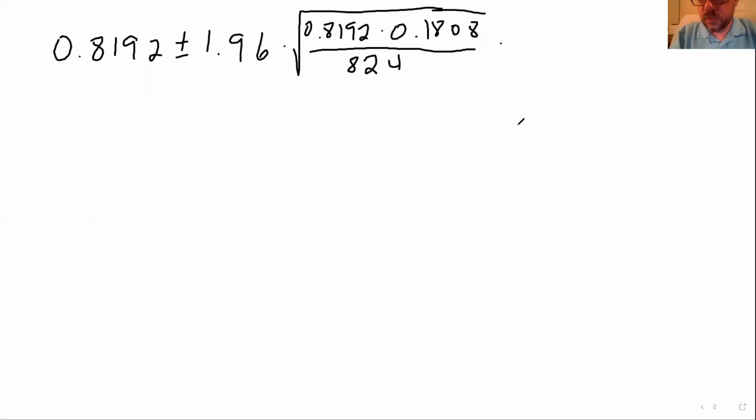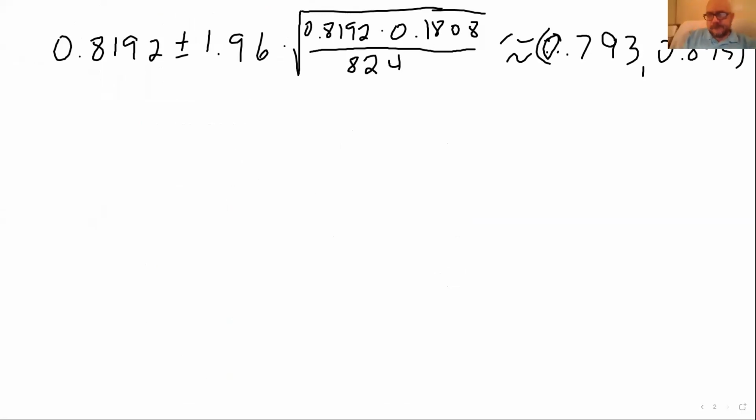About equal to 0. What the heck is with my computer? 793. Oh my gosh, my handwriting. 793, pardon me, my picture's in the way. 0.845. That's so messy. I'm sorry. We'll just, all right, good enough. You get the idea. Okay.